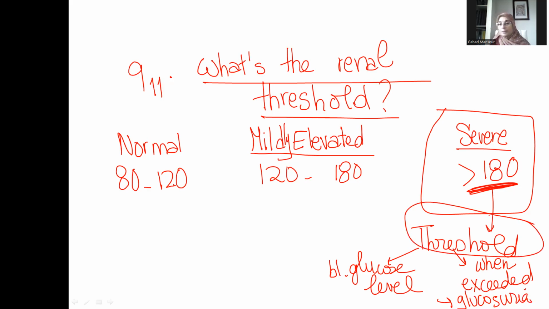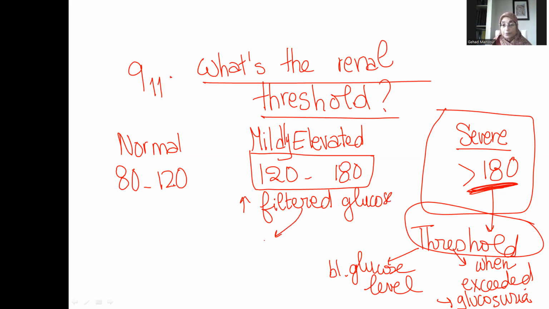So again, what is the renal threshold? The renal threshold is around 180 milligrams per deciliter. It is a blood glucose level that, when exceeded, will result in appearance of glucose in urine, and therefore all the sequence of symptoms we have seen. So what about this value? A patient who has a blood glucose level between 120 and 180 will have increased filtration of glucose, will have increased filtered glucose.